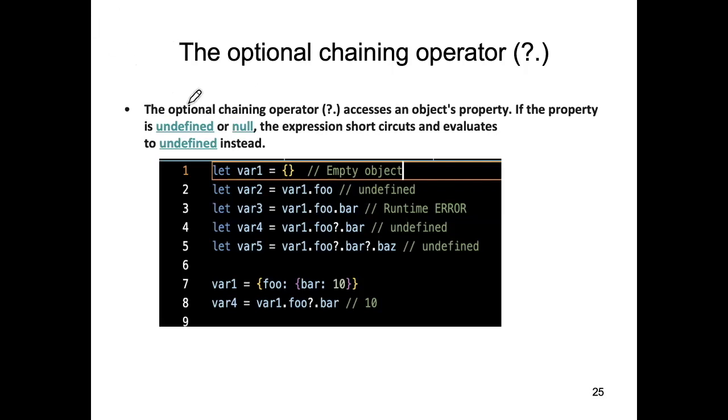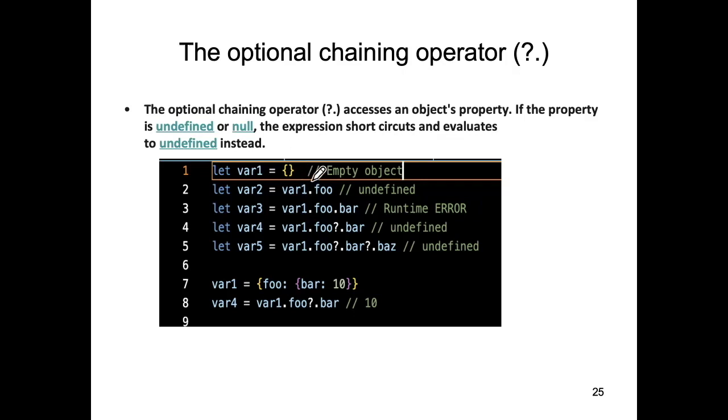And what is it? The optional chaining operator, this question mark dot, accesses an object's property. So it's like a normal dot operator, but it accesses an object's properties. And we're told if the property is undefined, which means it doesn't exist, or if it's null, then this operator short circuits the rest of the expression and returns undefined.